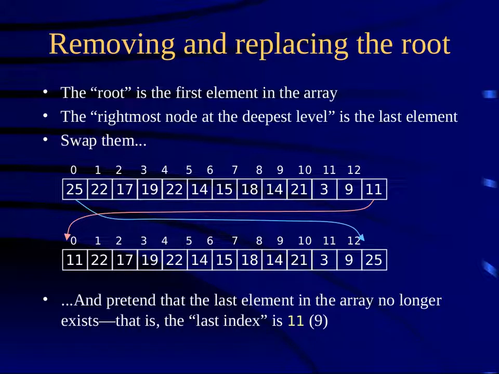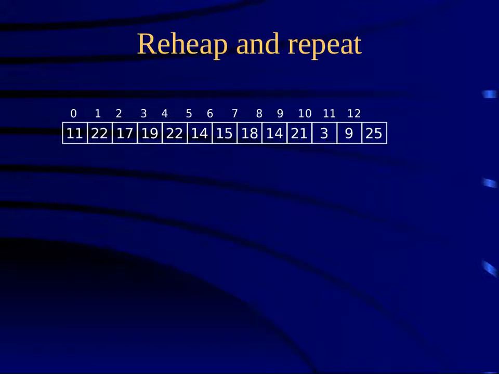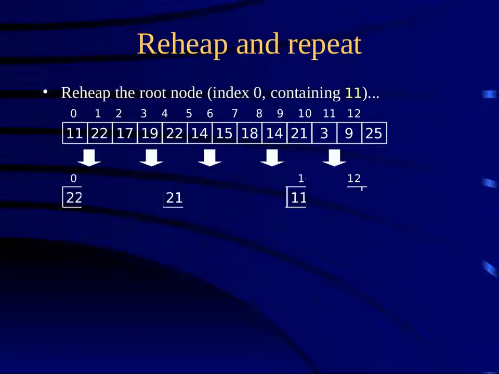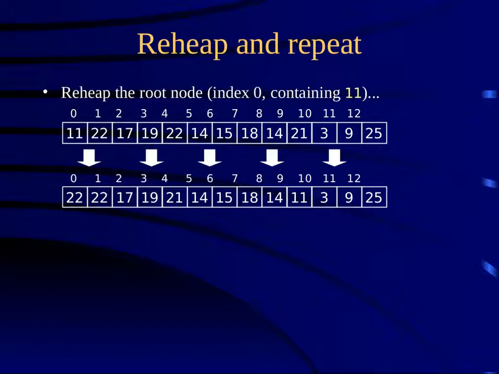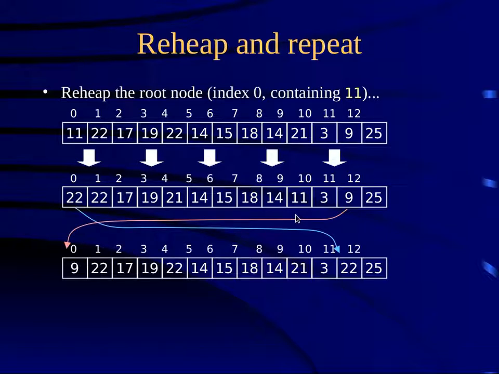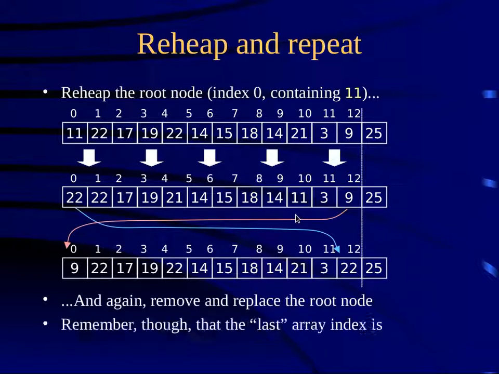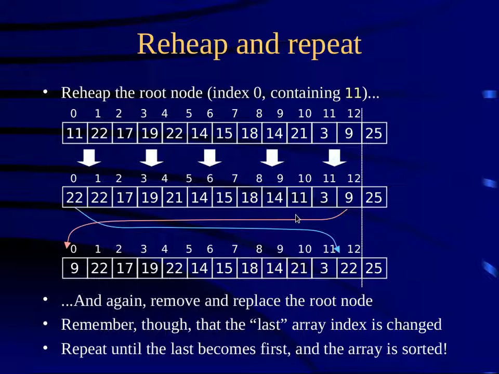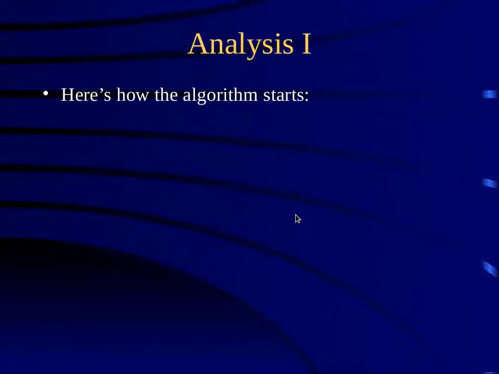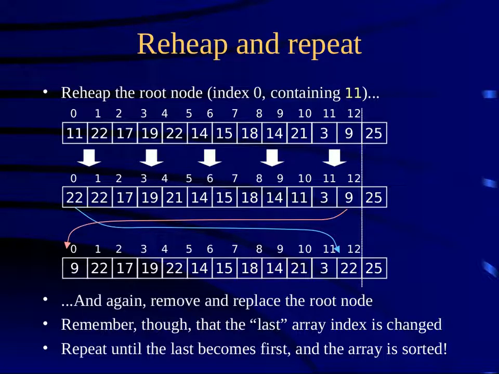You pretend the last index is now 11. Of course, now you need to sift up. You got to reheap. And when they finished doing that, the 11 ended up right here. And then you do the operation again with the 22. The last is changed, so repeat until the last becomes first, and then it's sorted. Well, let me pause here because I went a little quick.